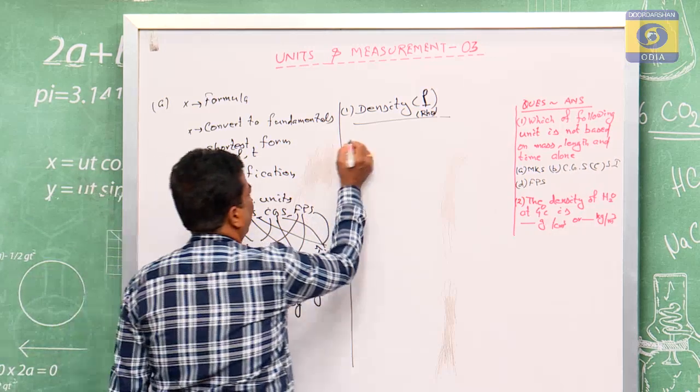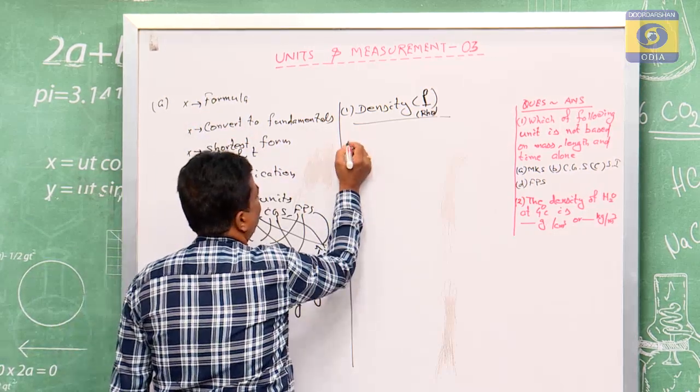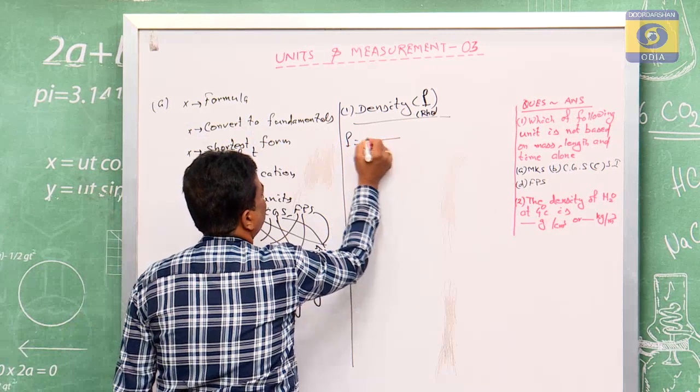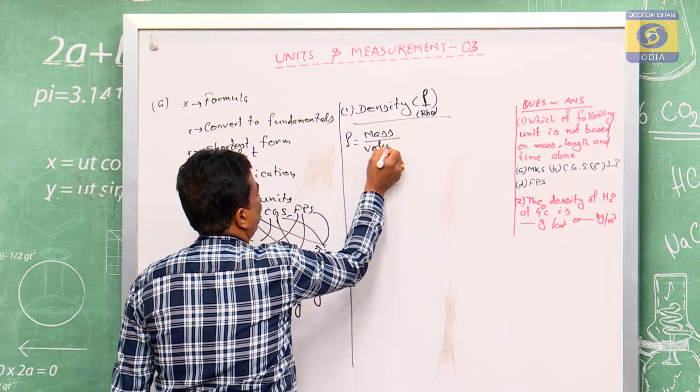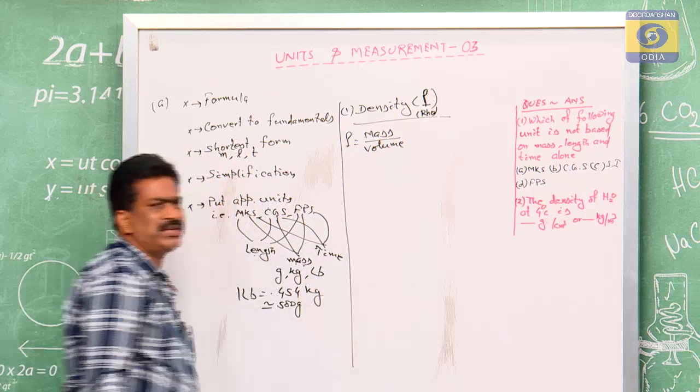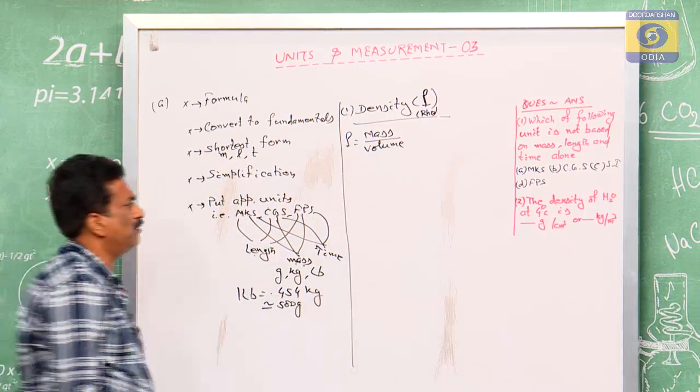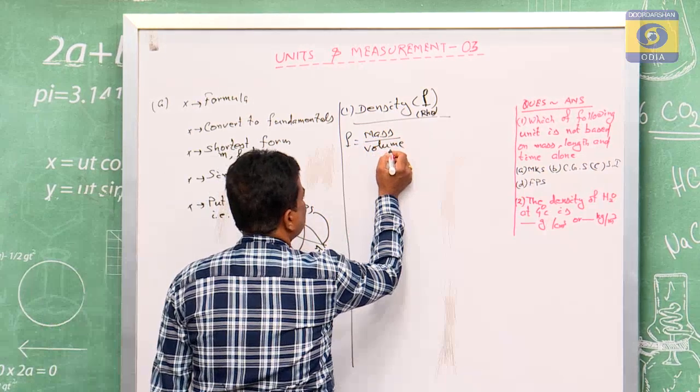So, for the density, the first step is the formula. According to the formula, density is mass by volume. So, this is mass by volume.